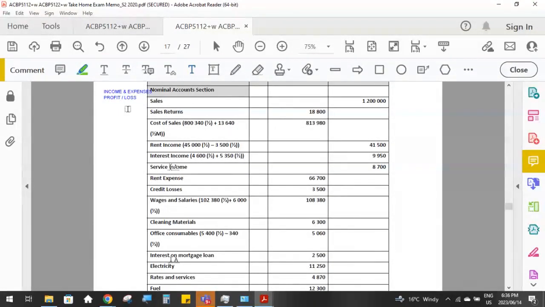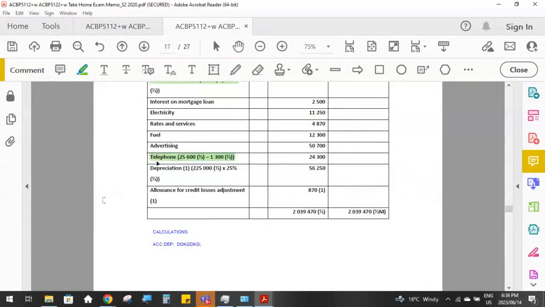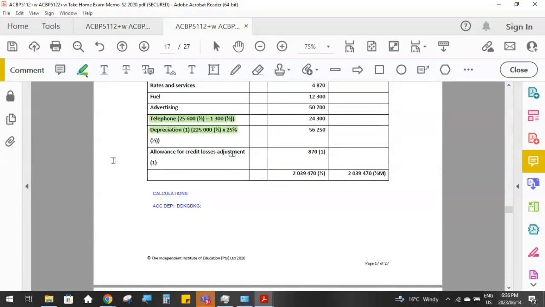So have a look at the workings again. We've got sales minus sales returns. We have to do workings for the cost of sales. The rent income account was adjusted. Interest income was adjusted. These are all accounts where we made an adjustment to the pre-adjustment trial balance. Office consumables, telephone, depreciation, we had to count it. Allowance for credit losses is a new one.